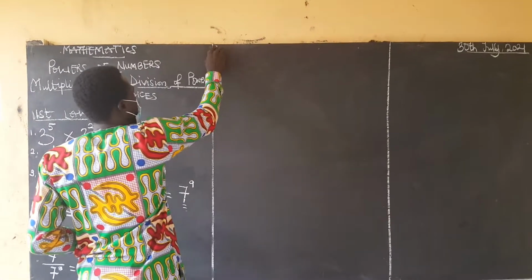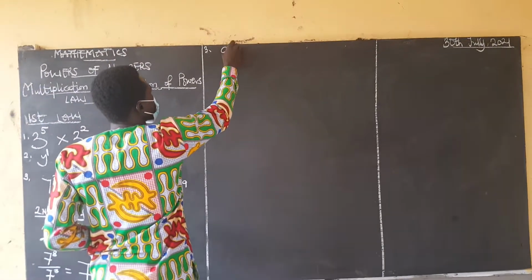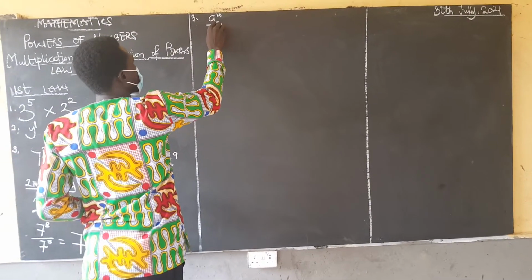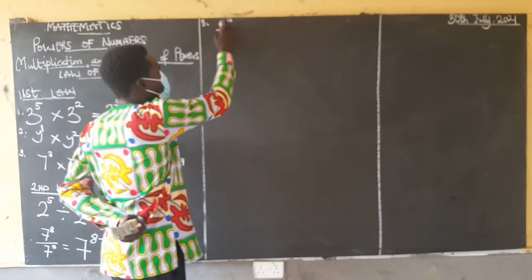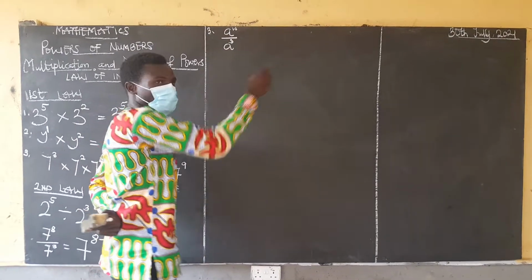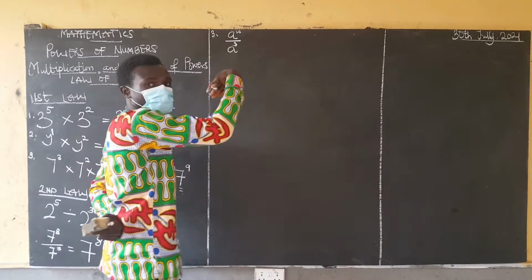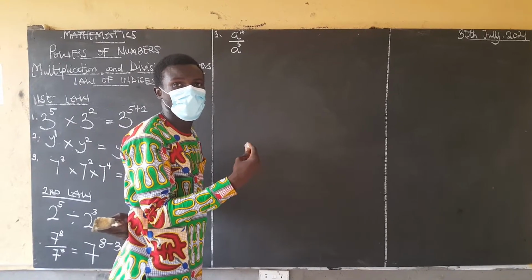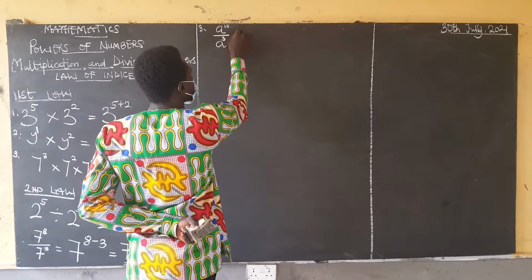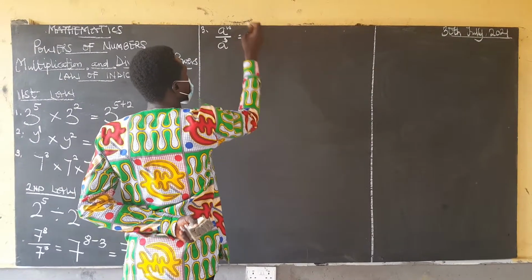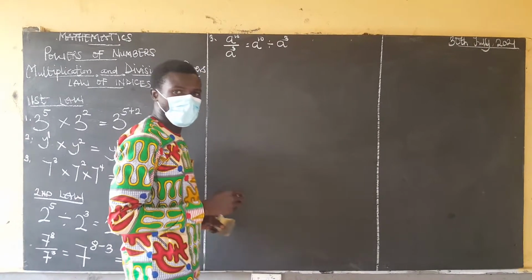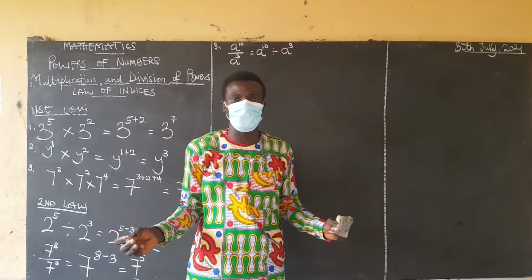So let's say we have the third one. A raised to the power 10 over A raised to the power 3. Now the over sign here shows division, because this sign is division. So this is the same as A raised to the power 10 divided by A raised to the power 3. I am dividing, and the bases are also the same. What do I have to do?